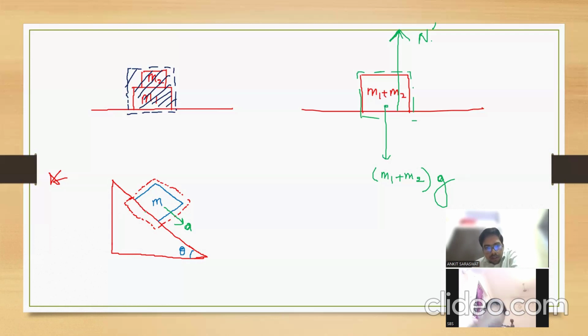Now, one force on this block is gravity. Gravity is down like this. One is normal, because the surface is in contact, perpendicular to the surface. This is theta. This is 90 minus theta.